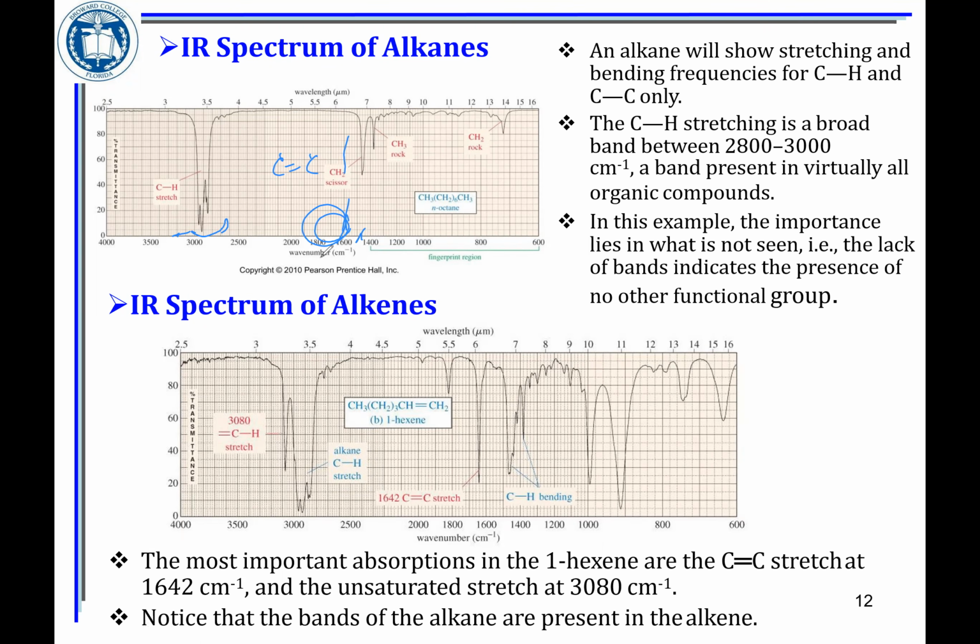For an alkane, the types of bonds that we expect are a CH bond and a CC bond. The CH bond, because the hybridization of the carbon is sp3, is going to be less than 3000, and that's what we see here.